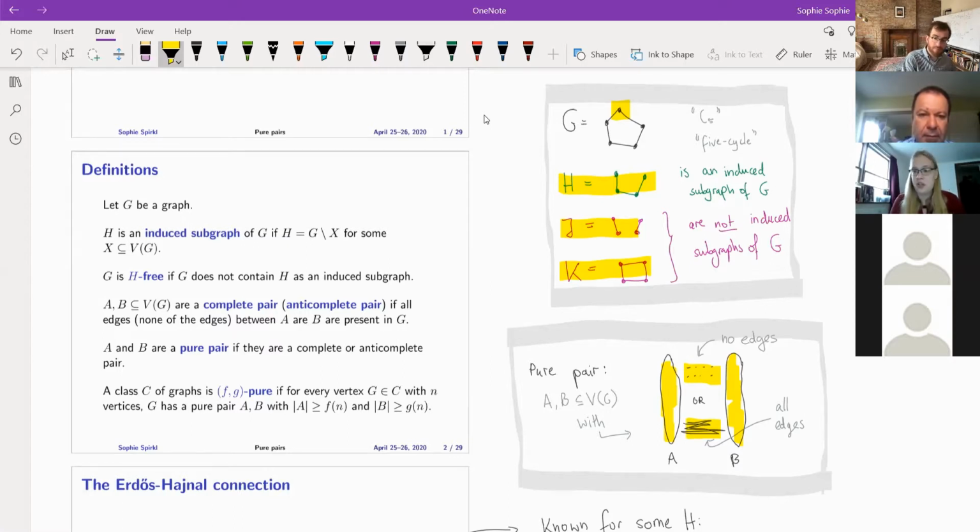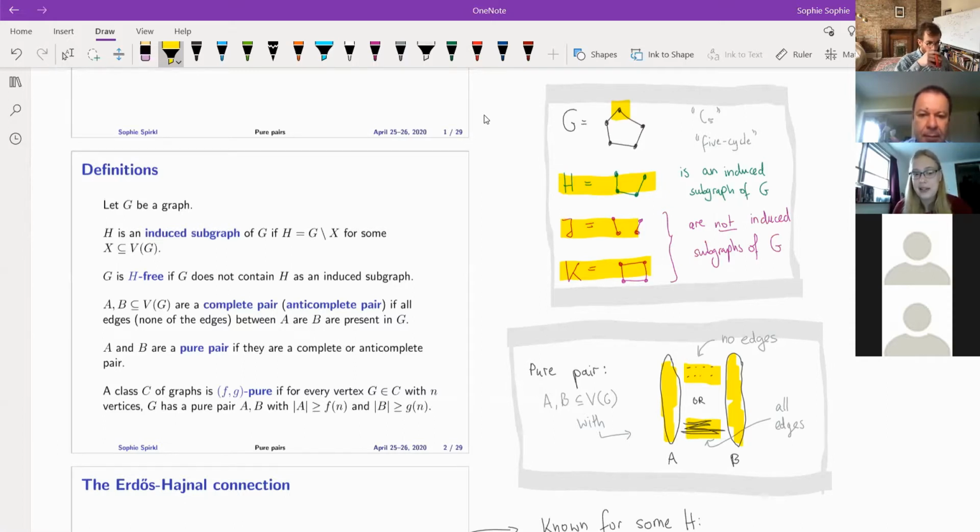So the hope is that there's some partial reverse where you say, if some induced subgraph doesn't occur, then there's some large-scale thing where we don't have edges, or where we do have all possible edges. And so I'll call A and B a pure pair if between them all or no edges are present, so if they're complete or anti-complete.